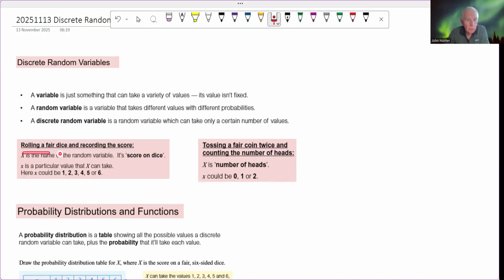Here's another one: rolling a fair dice and recording the score. So the score on the dice could be 1, 2, 3, 4, 5, or 6. And each of those, if it's a fair dice, would have an equal probability.